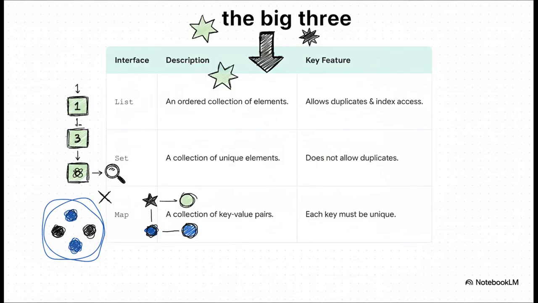Let's just focus on the big three for a second. A list is for when the order of things matters, and it's totally cool with duplicates. Think of a playlist. A set is the opposite. It doesn't care about order, but it absolutely will not allow any duplicates, perfect for tracking unique users. And a map is your go-to for key-value pairs, just like a dictionary or a phone book.